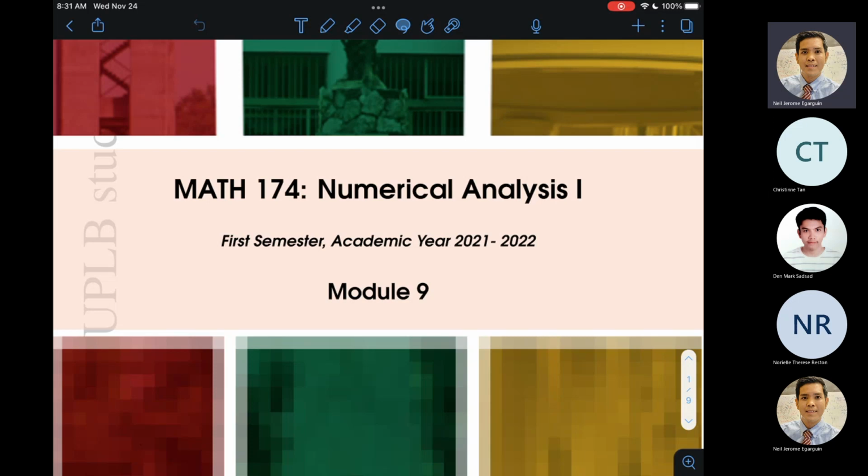And this week we'll start talking about Module 9. This is, I think, the third to the last module for the course. So we are really winding down the course by looking at more numerical integration formulas.